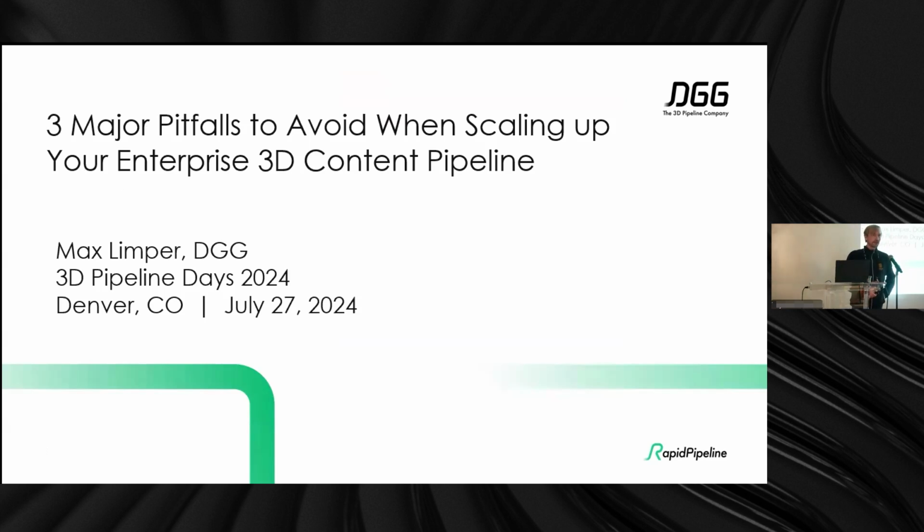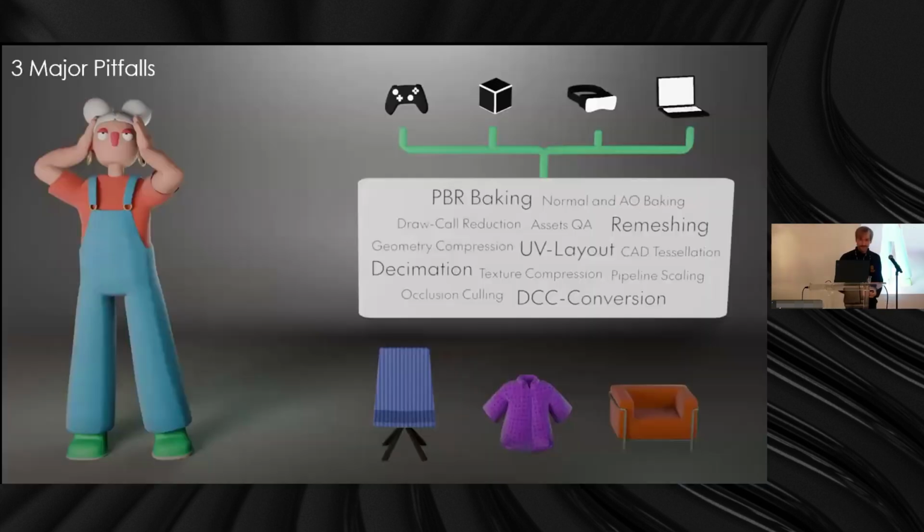It's in the context of 3D commerce, but I think it can also be applied in other areas. That's why I didn't put 3D commerce there. And it's called Three Major Pitfalls to Avoid when scaling up your enterprise 3D content pipeline. So it's all about scalable 3D content pipelines.